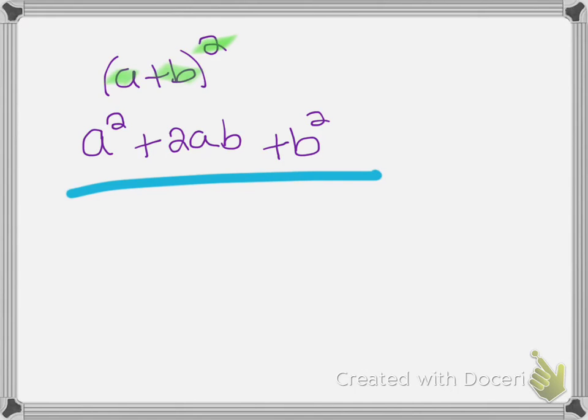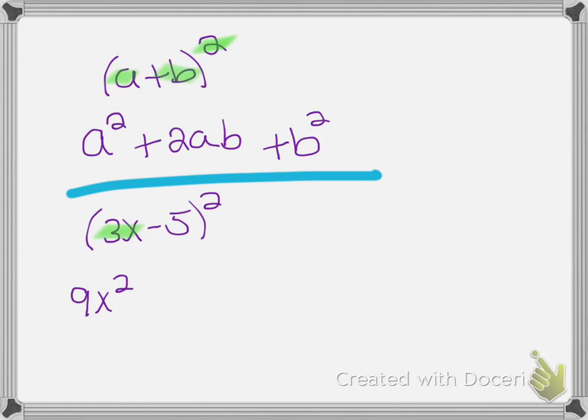If you would rather use the shortcut, then you won't have to write it out twice and FOIL. You can just remember the shortcut. So let's just do a quick one to show how it works. So 3x minus 5 squared. So to get my first term, I'm going to square 3x. So I get 3x times 3x, which is 9x squared.